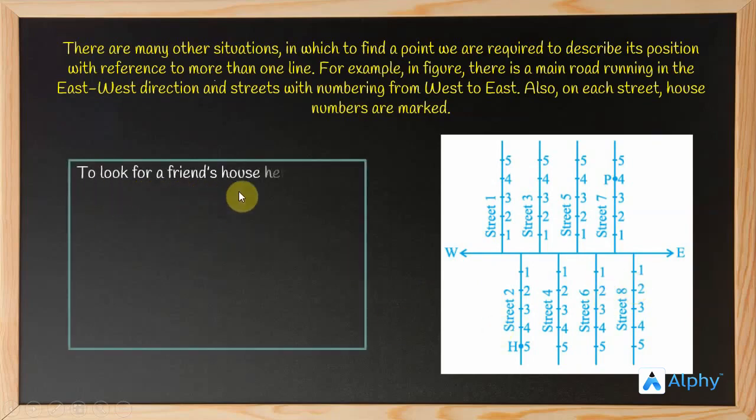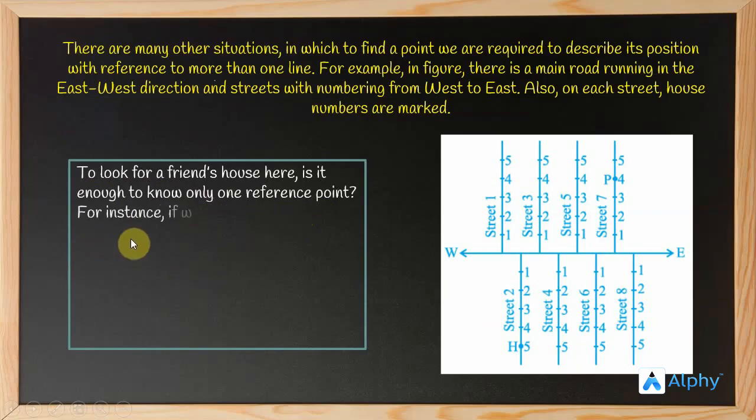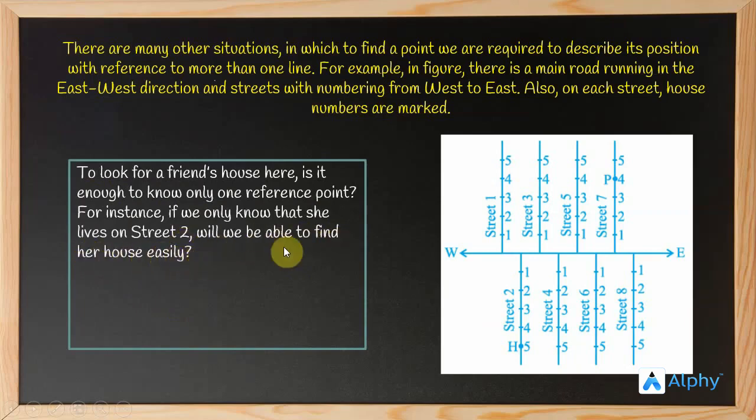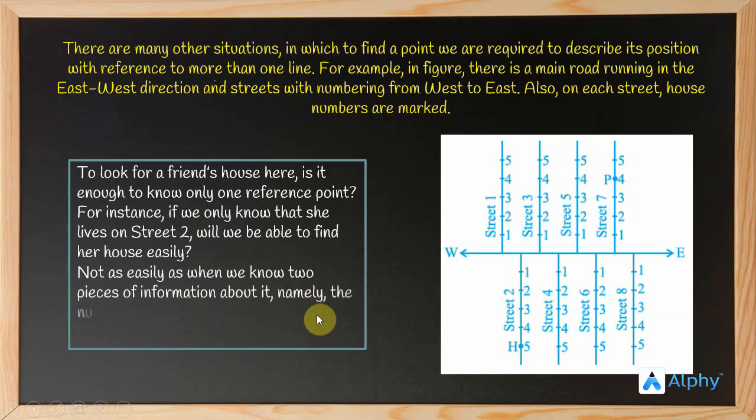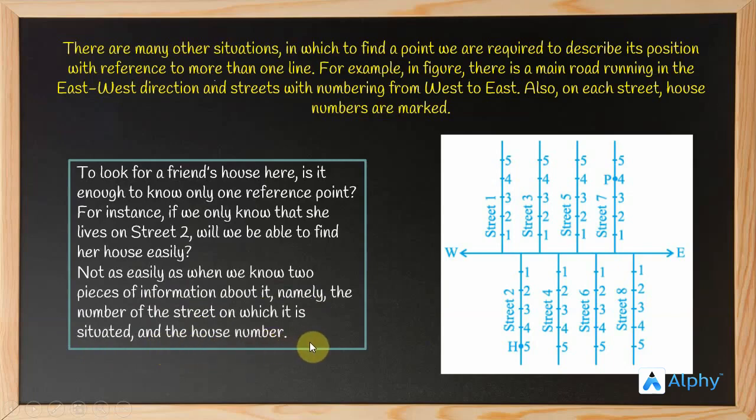To look for a friend's house here, is it enough to know only one reference point? For instance, if you only know that she lives on street 2, will we be able to find her house easily? Because on street 2 there are 5 houses. In which one does she live? Not as easily as when we know 2 pieces of information, namely the number of the street on which it is situated and the house number.